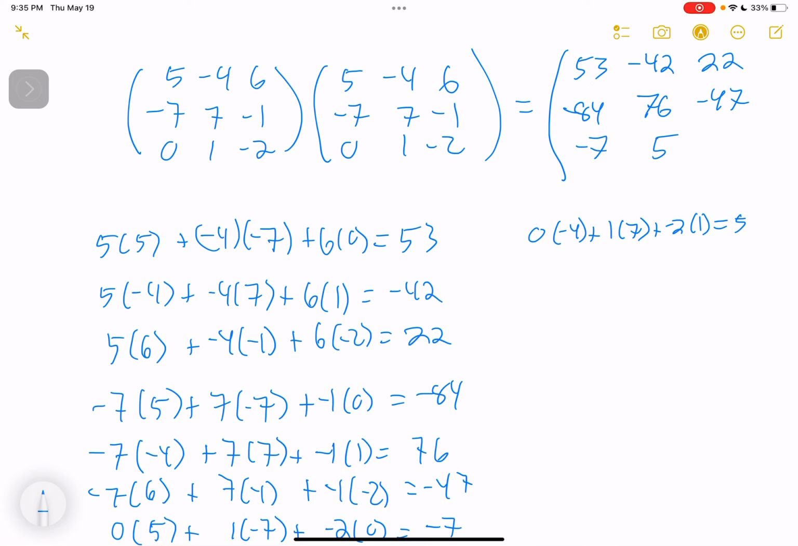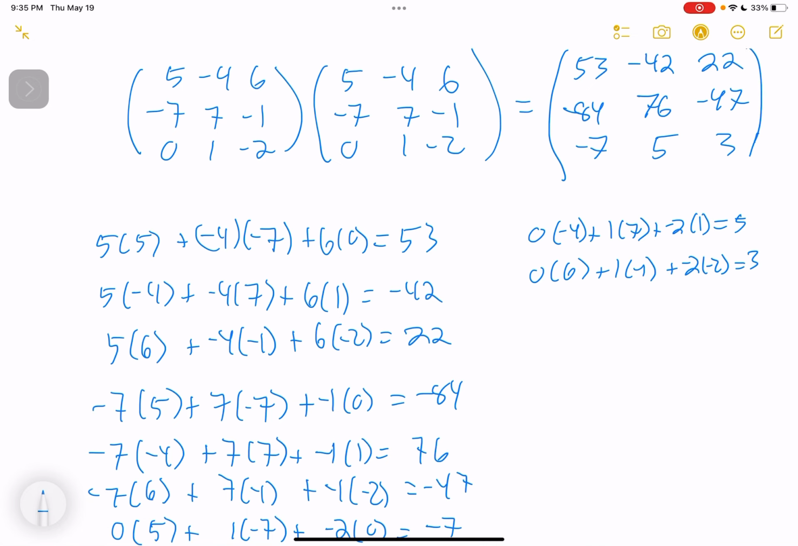And then finally, the last row times the last column. 0 times 6 plus 1 times -1 plus -2 times -2. So what's that going to be? 0 minus 1 plus 4. And I get 3.